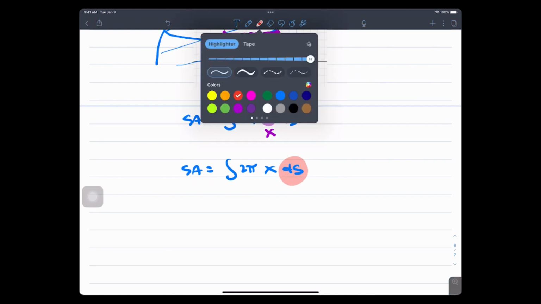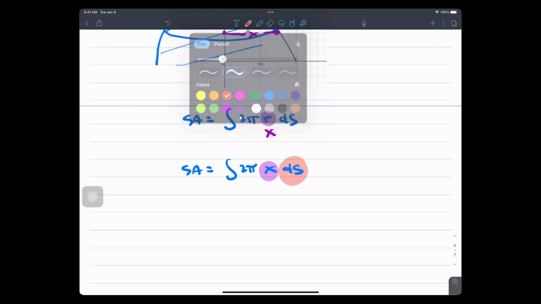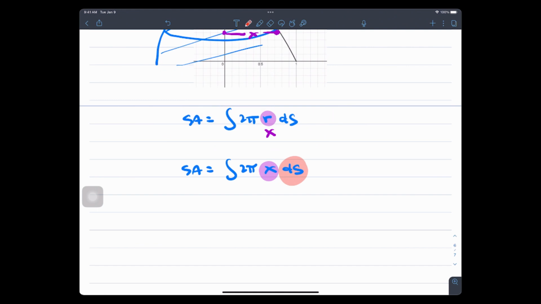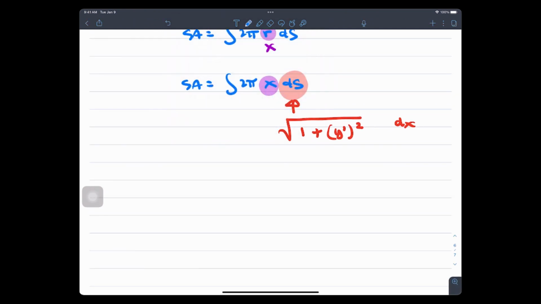So how does that look, ladies and gentlemen? How does this look here? This ds. Which ds do I get to use? The one that ends with dx. Why? Because it allows you to integrate. Good job. So remember, that's the square root of 1 plus y prime squared now. So yes, that's how you want to approach this. Surface area: 2 pi x, this will be square root of 1 plus y prime squared dx.